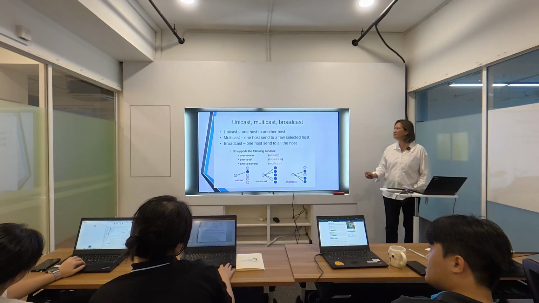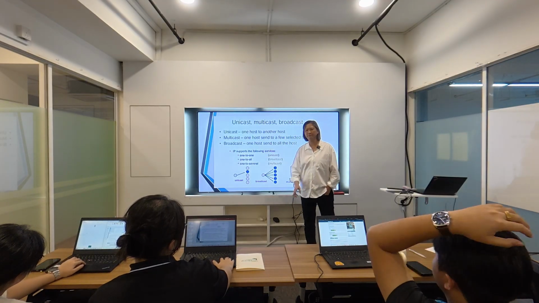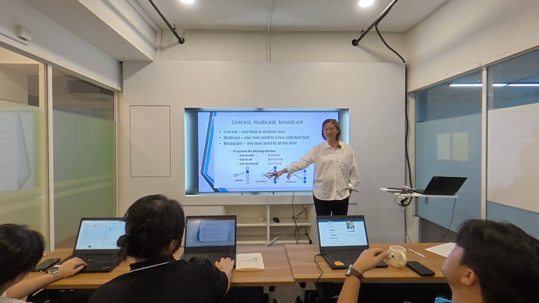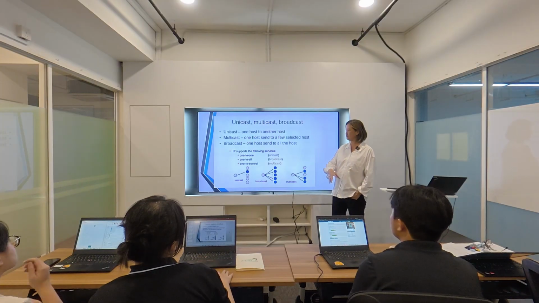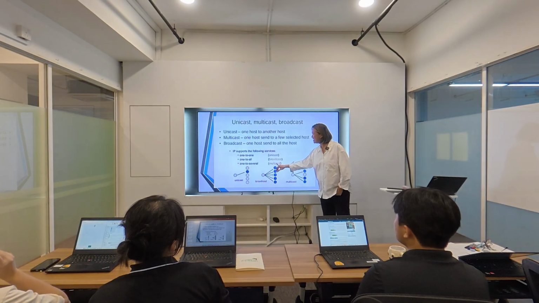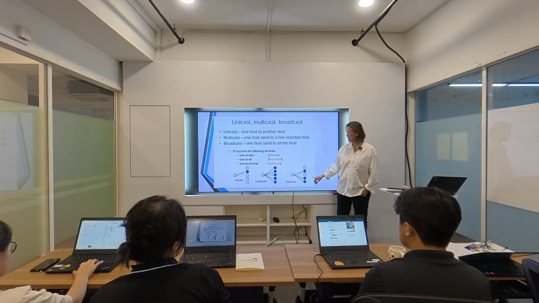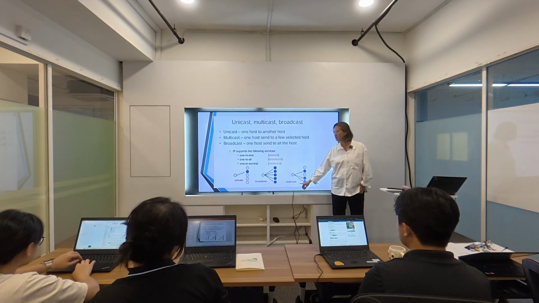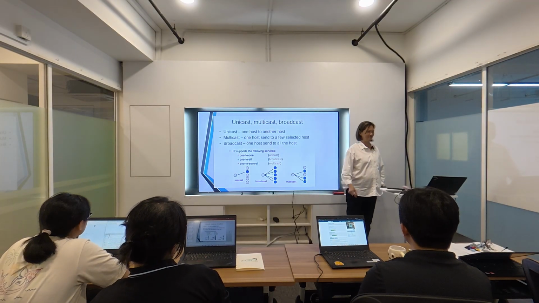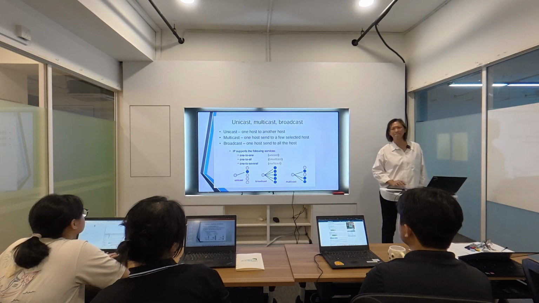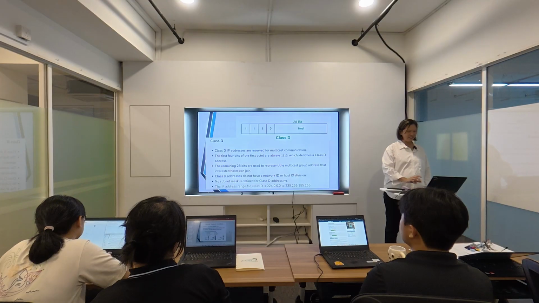Now unicast is one host sending to another host. We call it 1-to-1. 1-to-all is broadcast, one host sending to everyone. Now multicast is 1-to-several. You see multicast addresses being used in routing protocols like OSPF, which is next level already. So the multicast address is in class D.